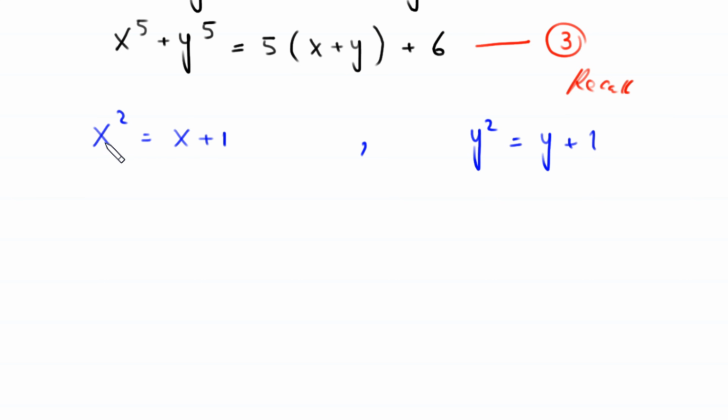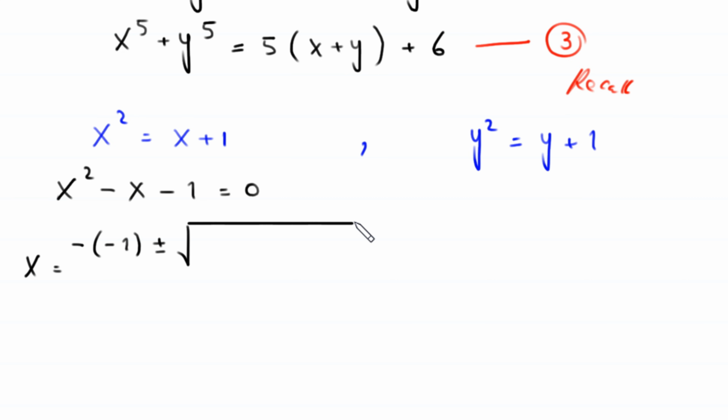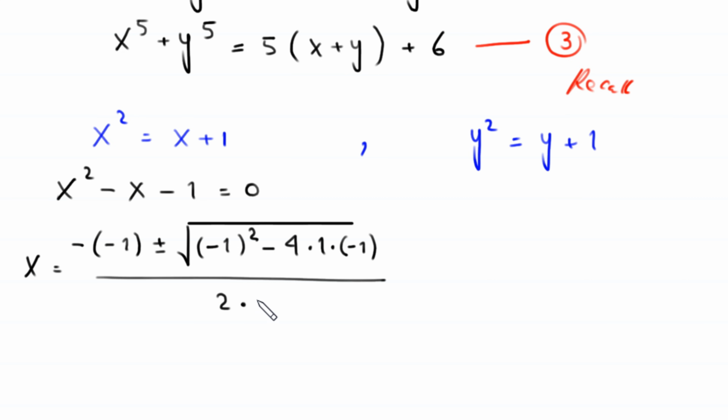Move these two terms to the left hand side. This will become x squared minus x minus 1 equal to 0. This is not factorable, so we solve it by quadratic formula. According to quadratic formula, x is equal to negative b, b is negative 1, plus or minus square root of, in place of b squared we write negative 1 squared minus 4 times a is 1 times c is negative 1, divided by 2 times a is 1.